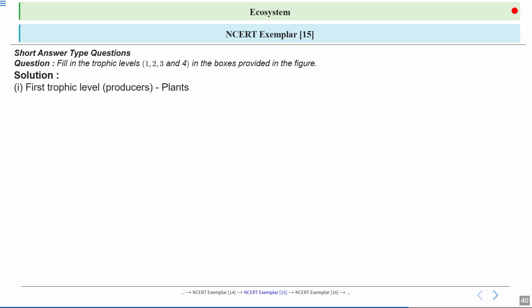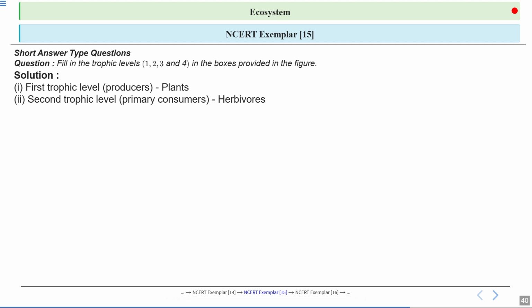Okay, so let's examine the first trophic level, which consists of producers. So these are primary plants that convert sunlight into energy through photosynthesis. They form the base of the food chain, providing energy for all other levels.